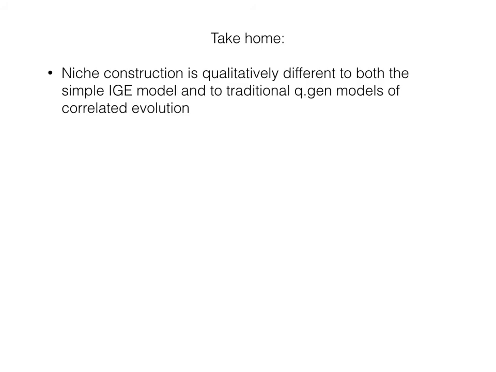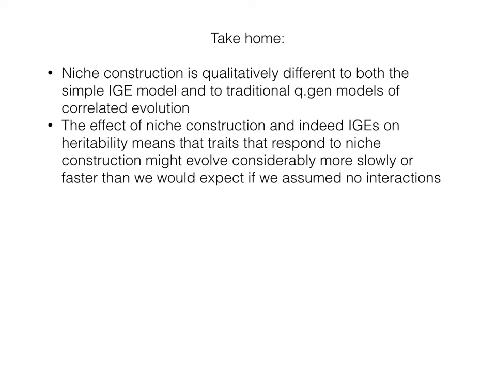Okay, so the take-home message from all of these models, including the heritability models, is this: niche construction is quantitatively and qualitatively different to both the simple IGE model, the indirect genetic effects model, and to traditional quantitative genetic models of correlated evolution. It's different. The effect of niche construction and IGEs on heritability means that the traits that respond to niche construction or to indirect genetic effects might evolve considerably more slowly or much faster than we would expect if we assumed no interactions.